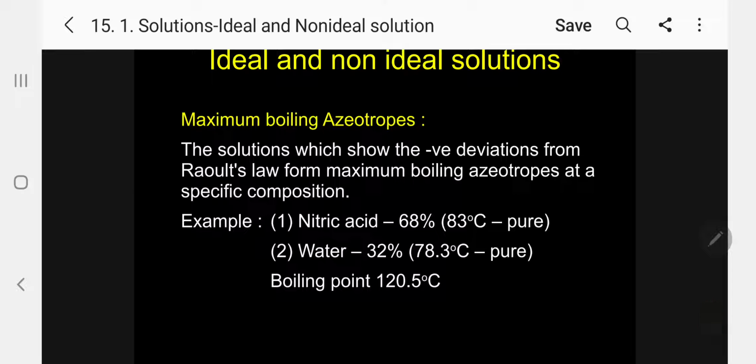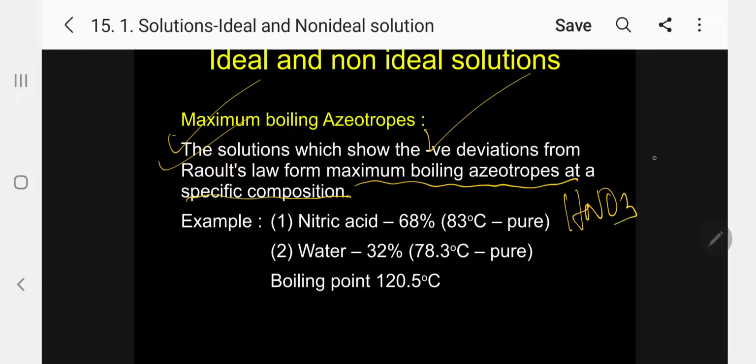Maximum boiling azeotropes. The solutions which show negative deviations from Raoult's law form maximum boiling azeotropes at a specific composition. Example, a mixture of nitric acid and water. Take nitric acid and take water. The nitric acid boiling point is 83, and water is 100. That is the original boiling point.